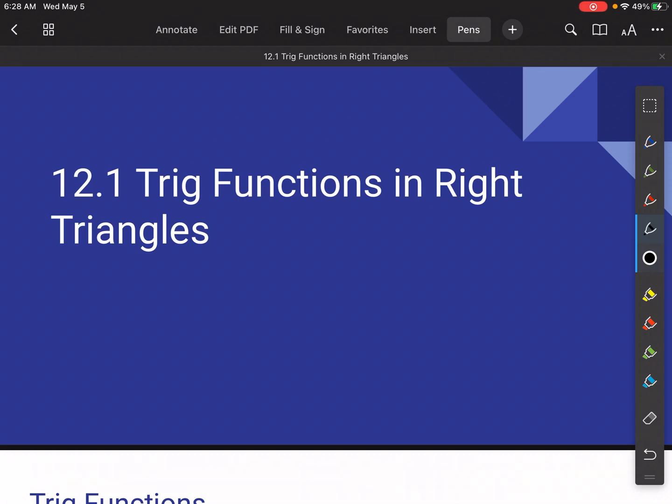All right, Algebra 2. In Chapter 12, we're getting into some of my favorite topics related to trig. Hopefully you'll like them as well. I think they're fun. But trig functions in right triangles is what we're going to focus on today.